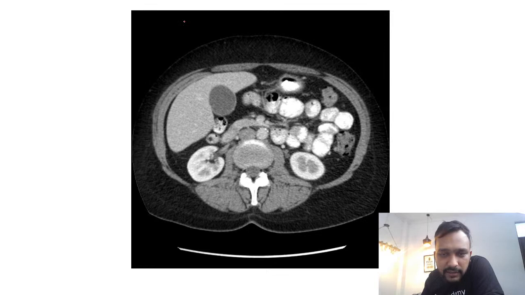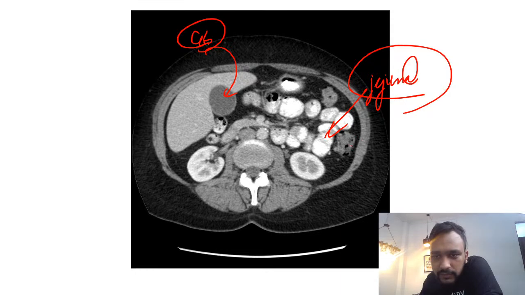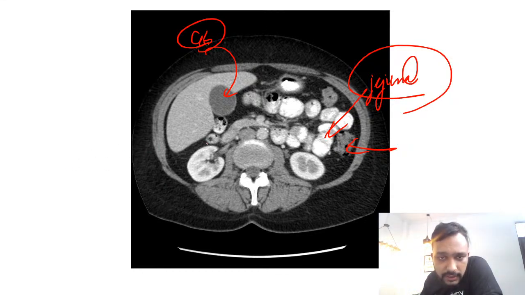Now guys, coming to lower sections, here again in this image we can see this is your gallbladder. These are your jejunal loops in the left upper part of the abdomen. Here you are able to see the descending colon. This is your ascending colon, right? So these are the various structures at this level.